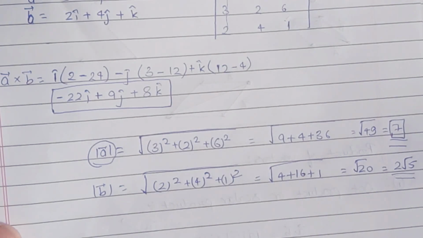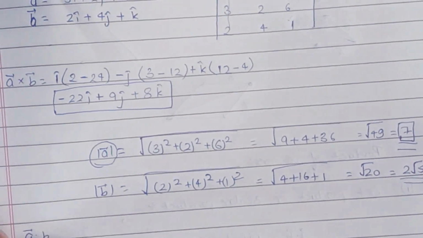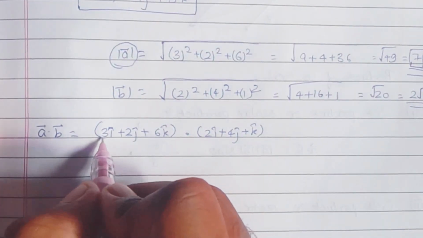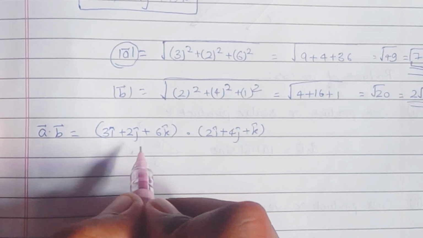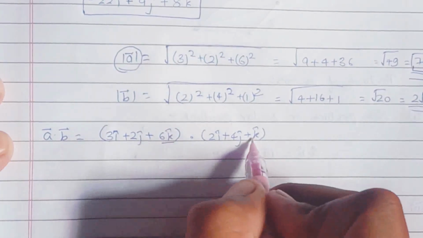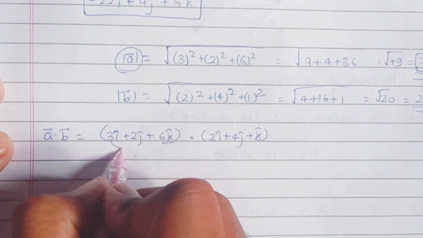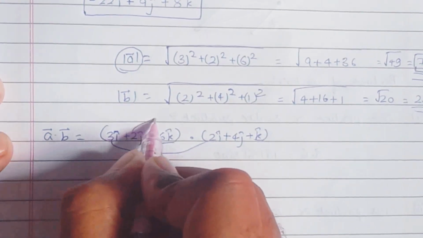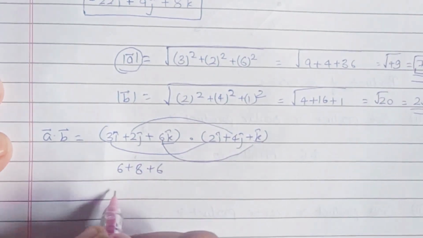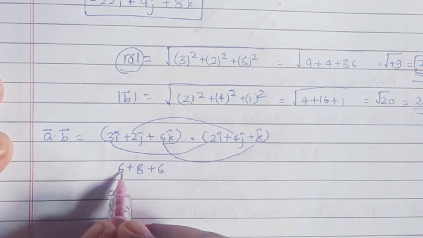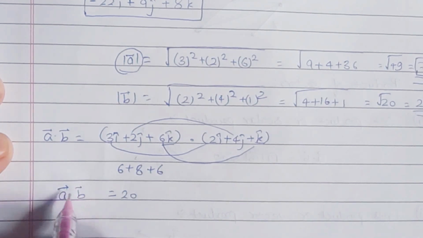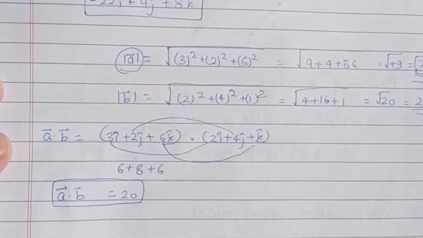Now we just find a dot b. a vector dot b vector is equal to, in the dot product you simply have to multiply the coefficient of i cap with the coefficient of i cap, the coefficient of j cap with the coefficient of j cap, and the coefficient of k cap with the coefficient of k cap. That is 3 into 2 is 6, 2 into 4 is 8, 6 into 1 is 6. So 6 and 6 are 12, and 8 makes 20. So the dot product of a vector and b vector is 20.